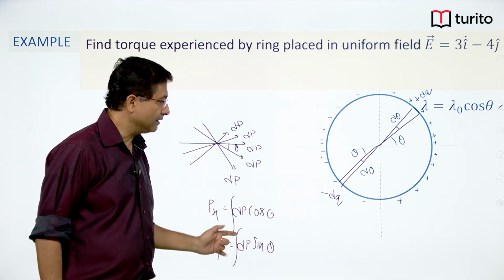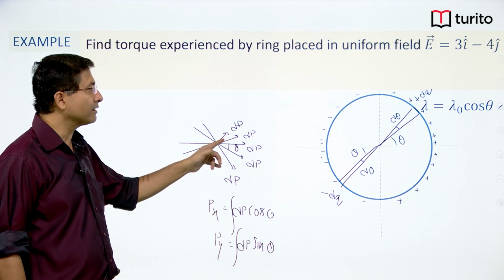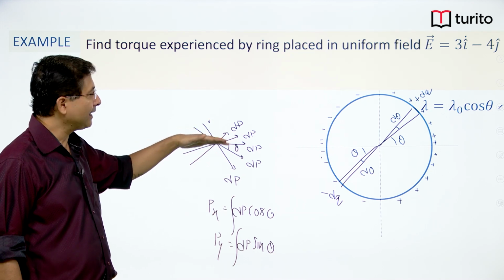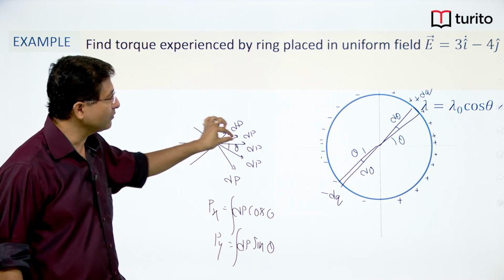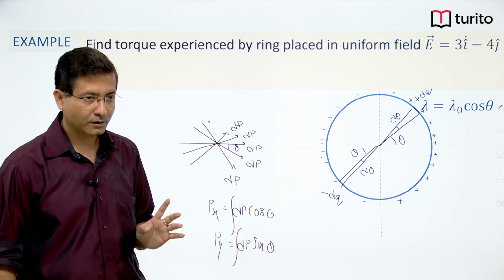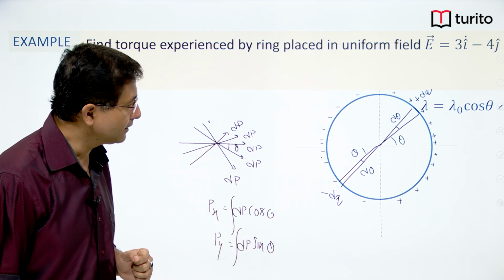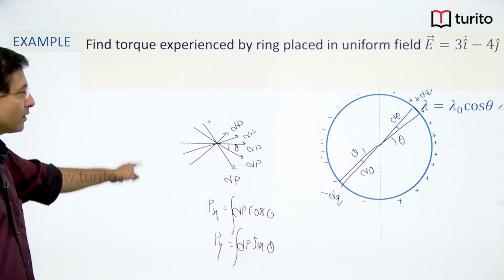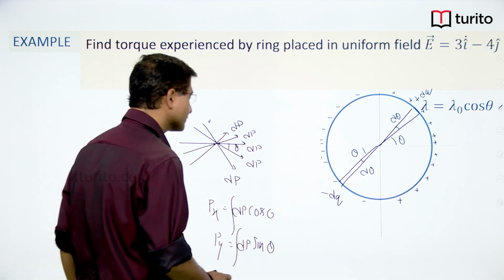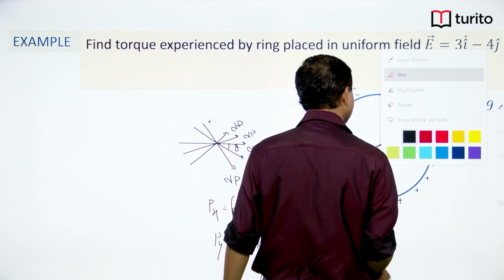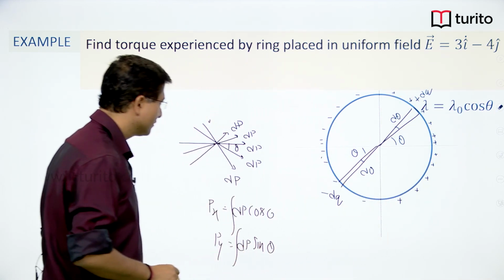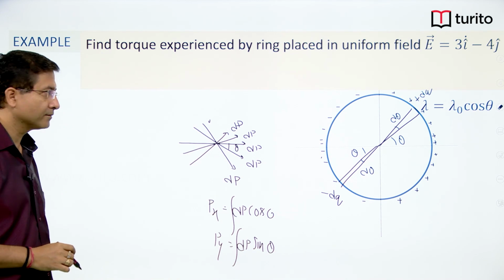Add them separately, you can easily see their y components will cancel out, and the x components will get added. So the net dipole moment you will get in the x direction, y will automatically come 0 once you integrate it, only x will be there, right. So this is one way of seeing it. There is another way of seeing it.